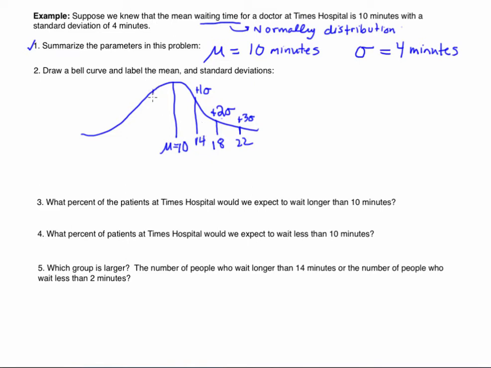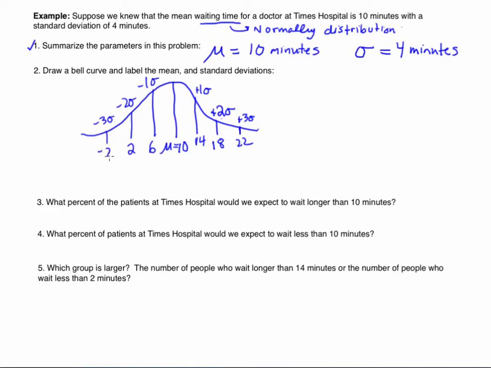But we could also discuss, well, what if we had a waiting time that was 1 standard deviation to the left? If I start with the mean and subtract 1 standard deviation of 4, then I would be at 10 minus 4, which is 6. If I subtracted another standard deviation, if I took another 4 away, I'd be at 2. And then one more, minus 3 standard deviations, this is going to be negative 2.